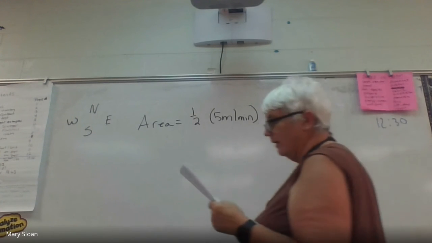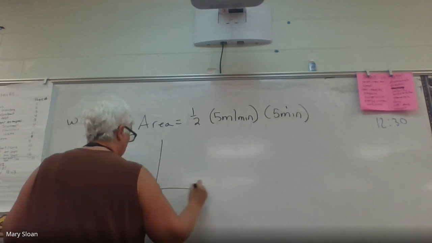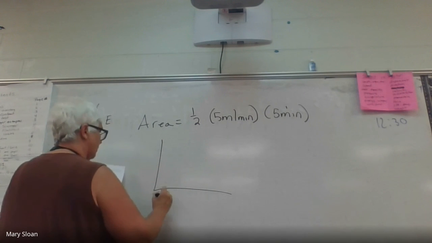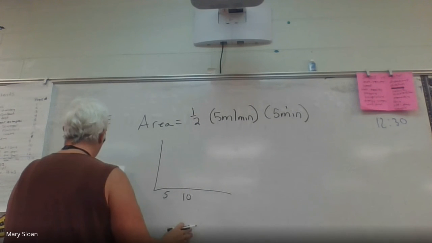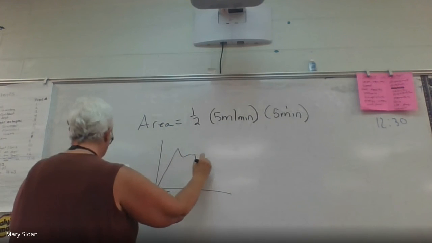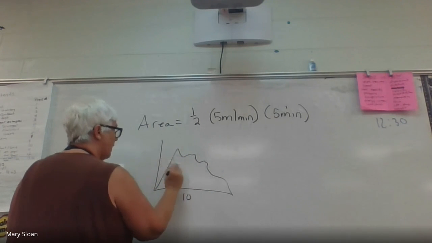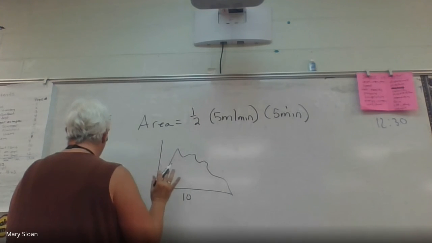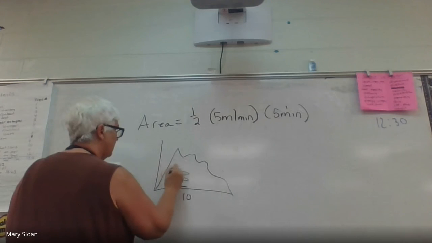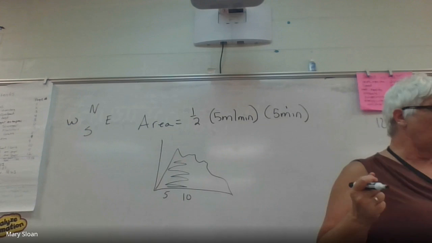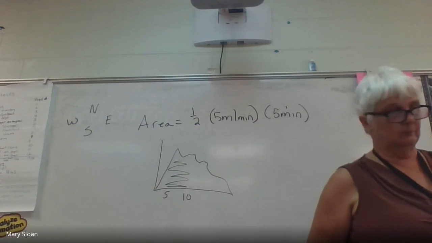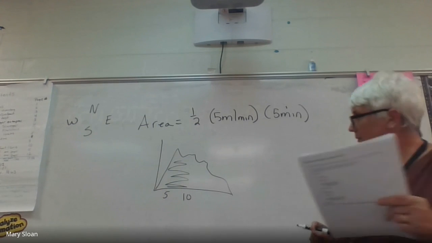While he's doing the calculation, I'm going to explain it. You're going to look at your time 5 and your time 10. You're going to go up to where your line is, and you're going to shade underneath. That's the area, right? That's what we're trying to do. Shade underneath, and that's where I got those numbers from. Is it 88? 88 meters.